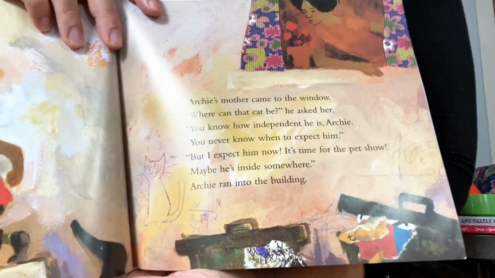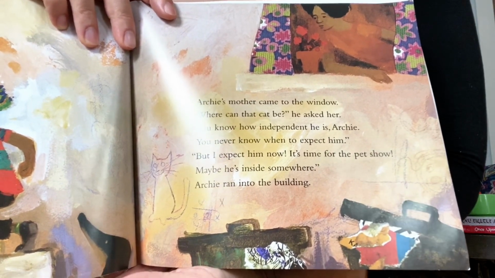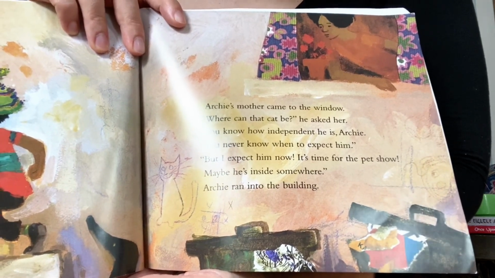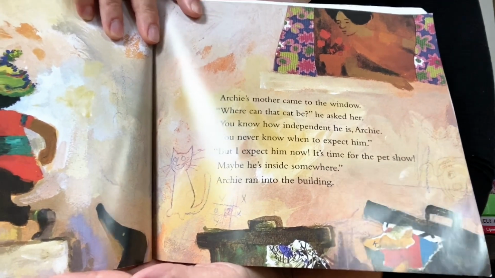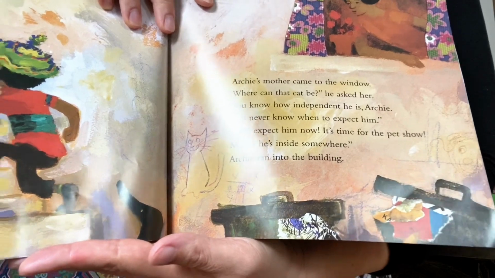Archie's mother came to the window. Where can that cat be? he asked her. You know how independent he is, Archie. You never know when to expect him. But I expect him now. It's time for the pet show. Maybe he's inside somewhere. Archie ran into the building.